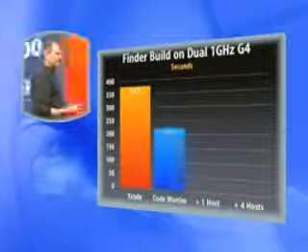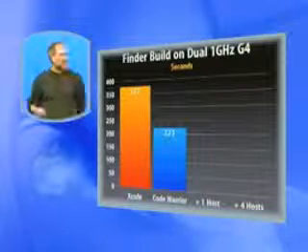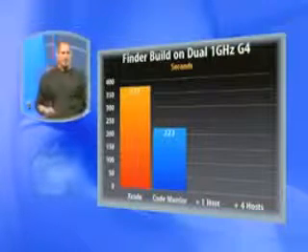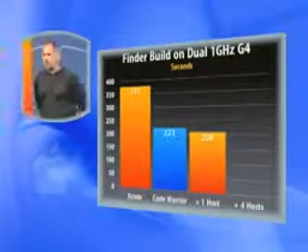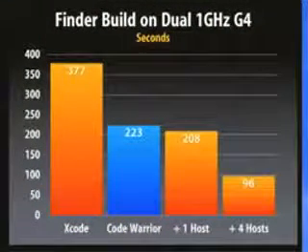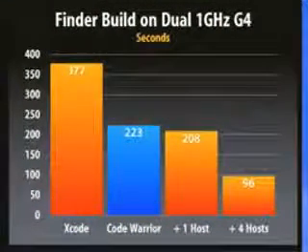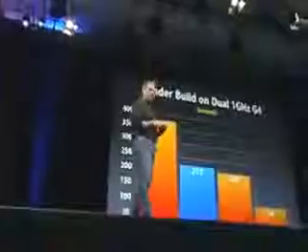There's Xcode and there's CodeWarrior, same numbers as before. But if we add just one more machine on the net that Xcode can go find out there, we are now down to 208 seconds with one more dual 1 gigahertz G4 on the net. And if we add 3 more for a total of 4 additional hosts, we are down to under 100 seconds. And if you've got a team of developers, you should run out and buy one of these.